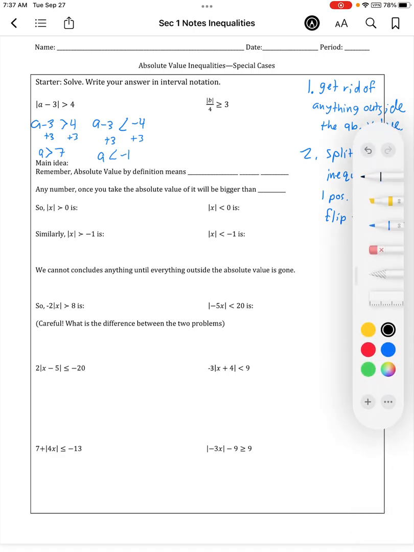So if we were to answer this in interval notation, you'll notice that we don't have any overlap here, right? There is no number that is bigger than 7 and smaller than negative 1. So our answer is going to be from negative infinity to negative 1, union 7 to infinity.